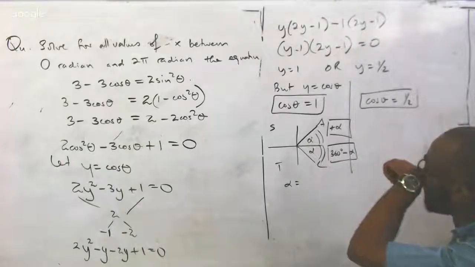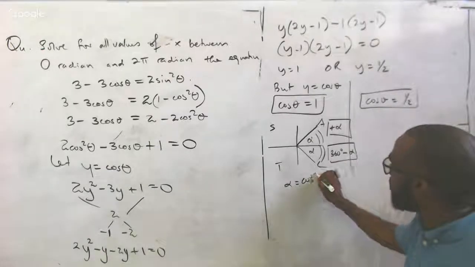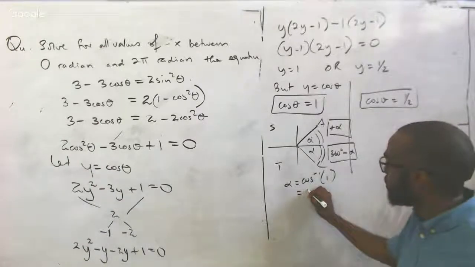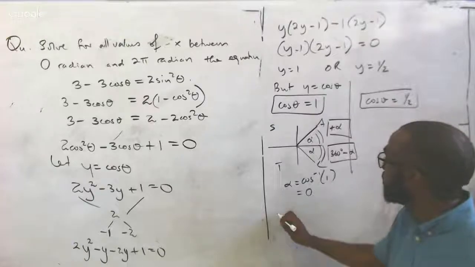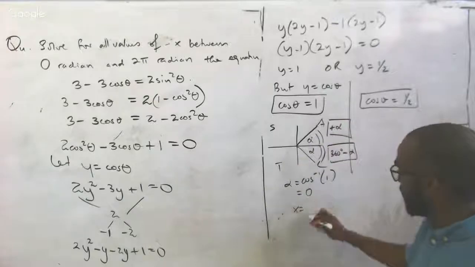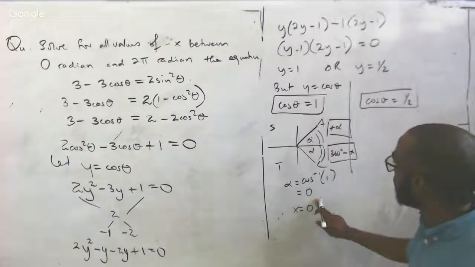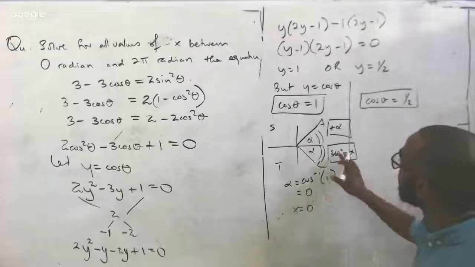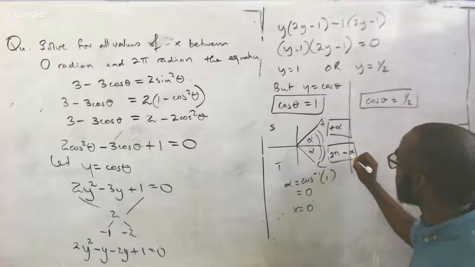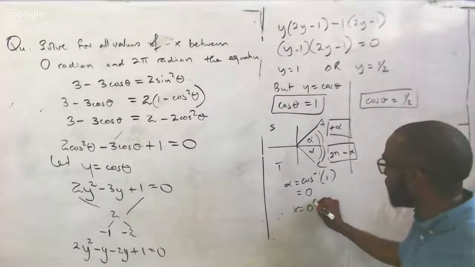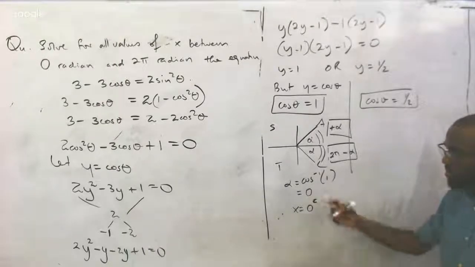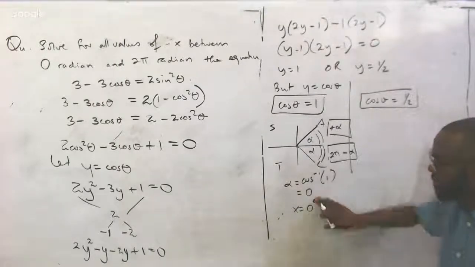Our alpha in this case is cosine inverse of positive 1, which is, what is cosine inverse of 1? 0. So the answer here is that x equals alpha, which is 0. Oh, shoot, I said radians then. So this is 2 pi. So that is 0 radian. What is the symbol for radian? A superscript c, like a degree, but a c, or you can just say 0 rads.